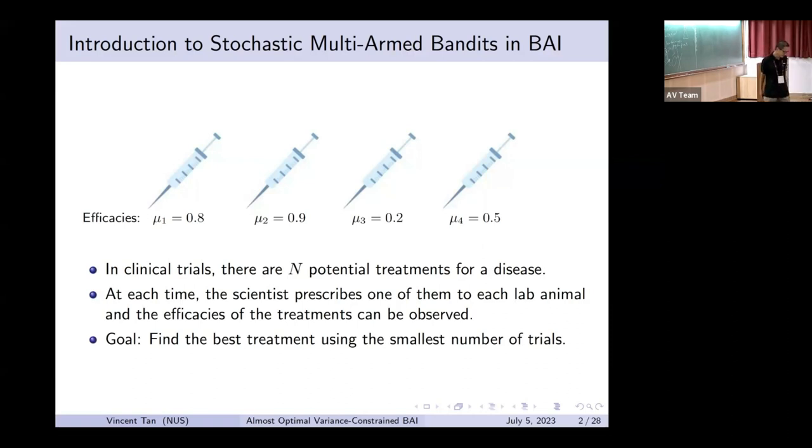So at some point in time, the bandit game goes as follows. A scientist prescribes one of them to each lab animal, and the efficacy can be observed through a Bernoulli trial, say. So the best arm identification problem, as we have seen today, involves finding the best treatment using the smallest number of trials. This morning, I talked about the fixed budget setting, but now I'm going to talk about the fixed confidence setting, and we are going to look at a slight twist to the problem in which we have a UCB-type algorithm together with accompanying analysis that turns out to be rather tight up to constants.